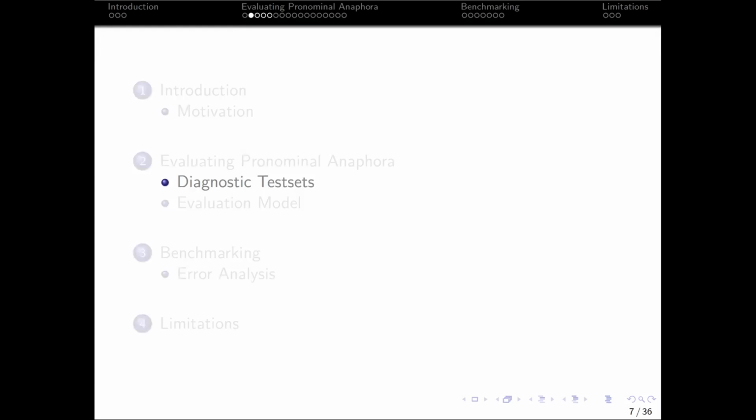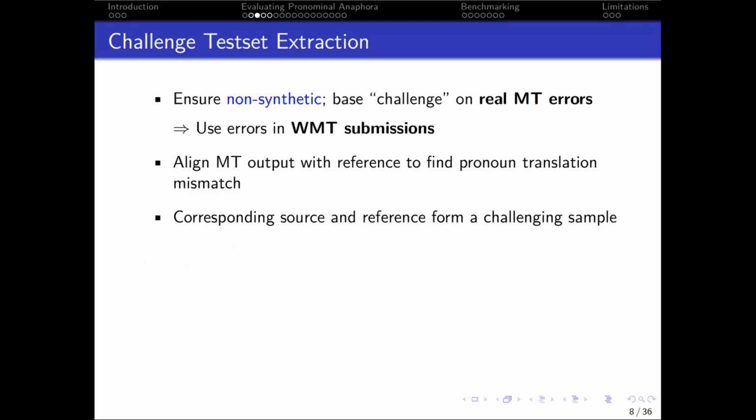So let me now introduce the diagnostic test sets that we built. What we wanted to do was ensure that these diagnostic test sets were not synthetic. So we decided to base this challenge on real MT errors. We decided to look at errors in WMT submissions, since they release all of the system submissions that they get, all of the outputs, every year. So we aligned these MT outputs from the WMT submissions with the references and found the cases where there was a mismatch in the pronoun translation.